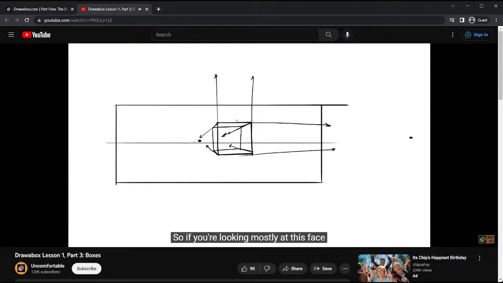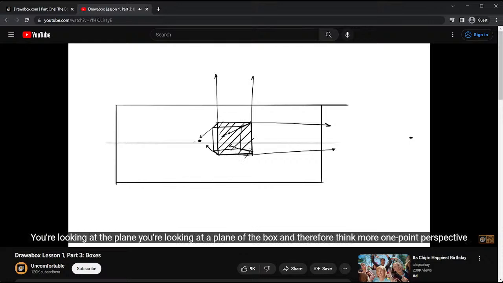So if you're looking mostly at this face, this plane of the box, you're looking at a plane of the box, and therefore think more 1-point perspective. Maybe some of the vanishing points are not completely at infinity, maybe there's a little bit of convergence there, but it's not very much.